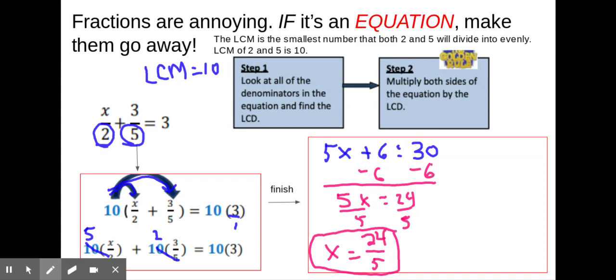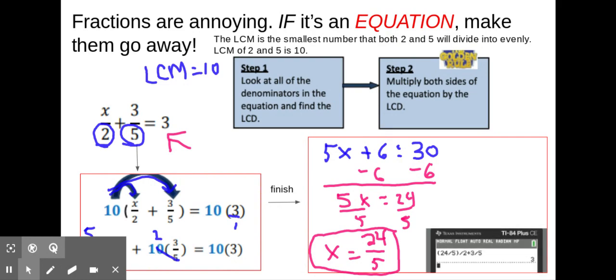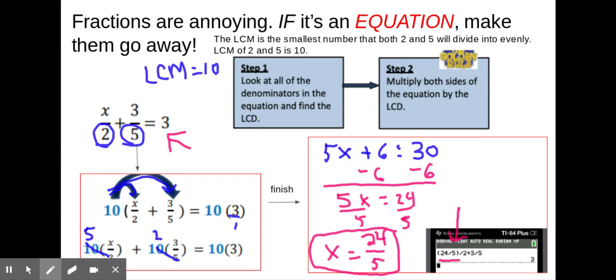The only time a fraction bothers you is when it's in the original equation that you have to solve. You can check this by using your calculator, and your calculator can quite easily handle the fractions as long as you substitute for x in parentheses. So I substitute 24/5 in for the x, but make sure you put the whole 24/5 in parentheses, as I've done here, and you end up with a 3, which matches the 3 on the right side of the equal sign. So you know you've done that correctly.